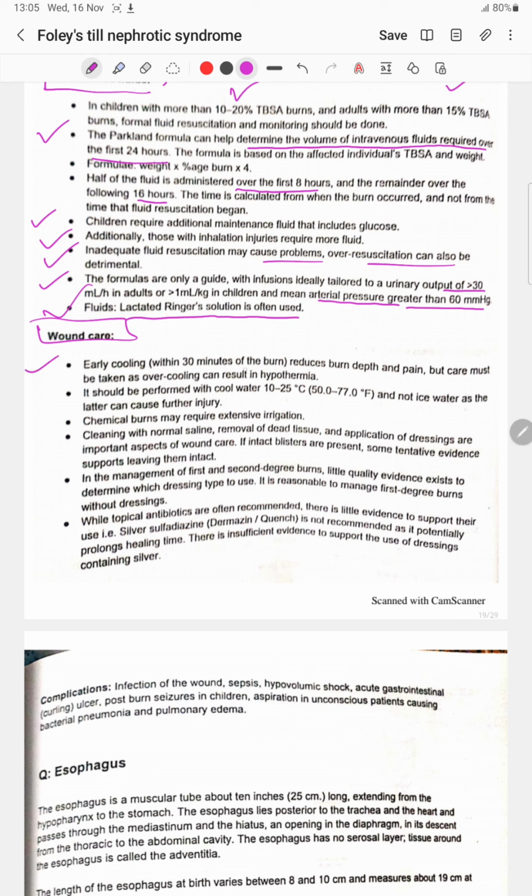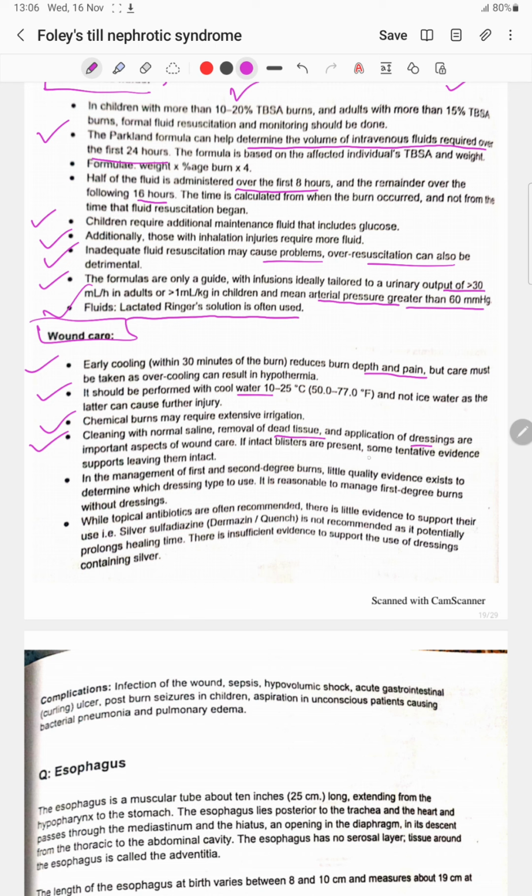Early cooling, within say 30 minutes of the burn, reduces the burn depth and the pain, but care must be taken, as overcooling may result in hypothermia. It could be performed with cool water at 10 to 25 degrees, and not ice water, as the latter can cause further injury. Chemical burns may require extensive irrigation and cleaning with normal saline, removal of dead skin, and application of dressings. These are important aspects of wound care.